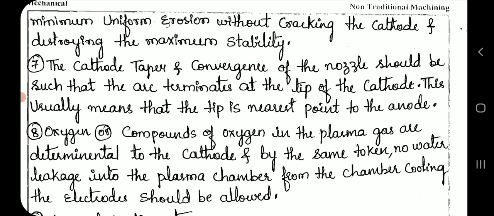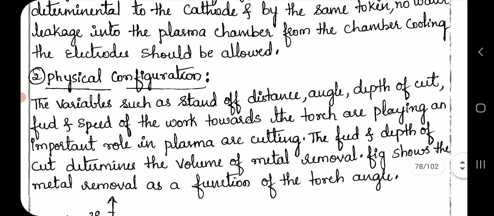Oxygen or compounds of oxygen in the plasma gas are detrimental to the cathode, and by the same token, no water leakage into the plasma chamber from the cooling of the electrodes should be allowed.